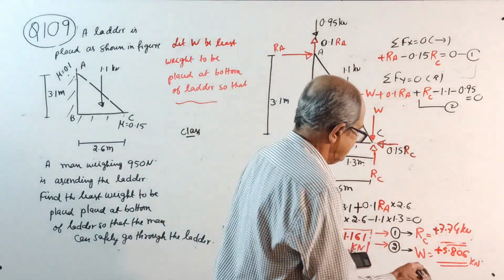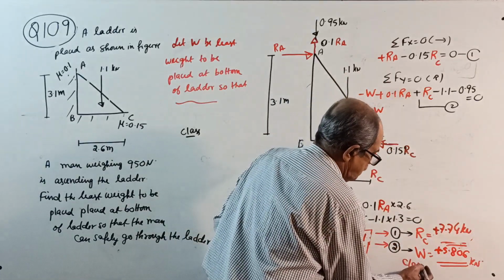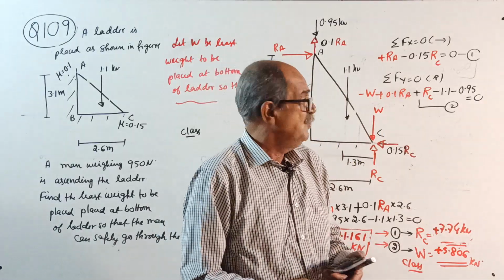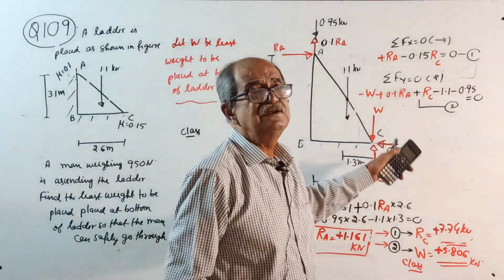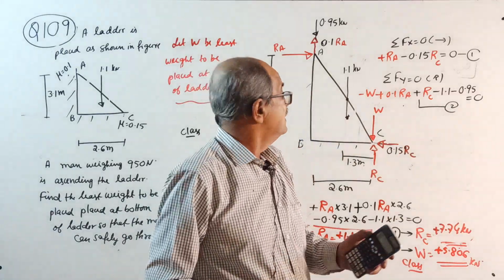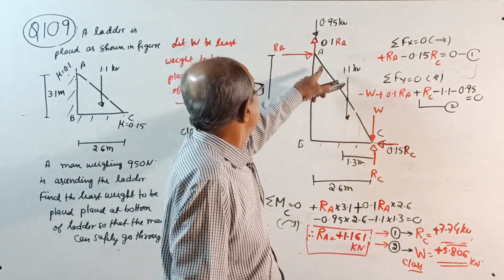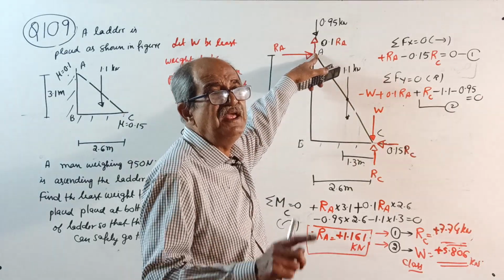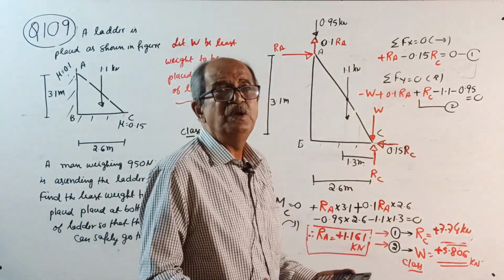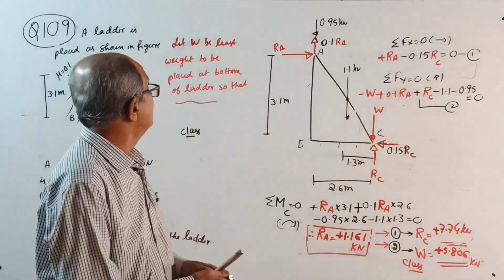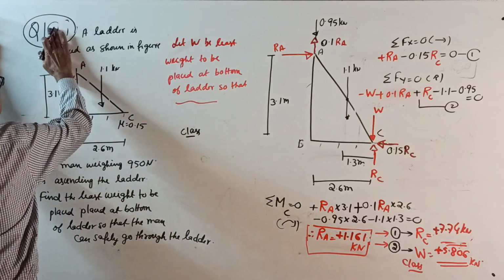Write a note there, class: a positive sign indicates that the question is correct, without this W the ladder is not stable. Suppose the ladder is already stable, that is, friction is sufficient and the man can reach there without any extra help, then W will come negative. That's all. Now, last question, 110. Over.